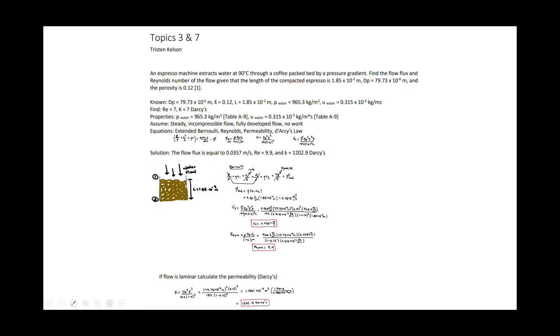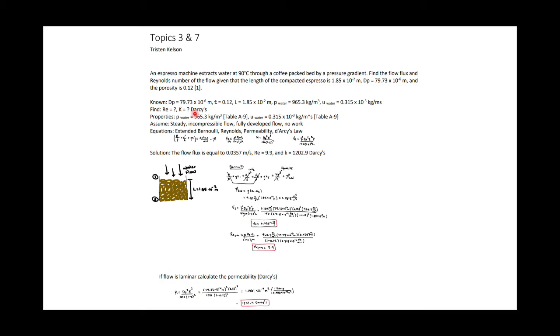Continuing on our discussion, I will be talking about topic 7 in conjunction with 3. With our known values of dP, the porosity, length, rho, and mu, we are able to solve this problem, which is an espresso machine extracts water through a coffee-packed bed by a pressure gradient. Now, we would like to find the Reynolds number and the superficial velocity.